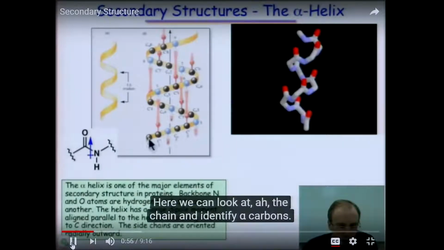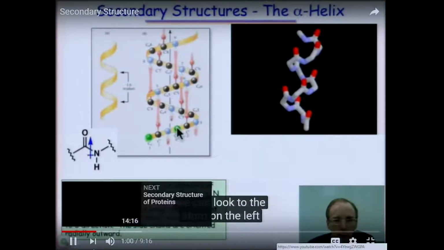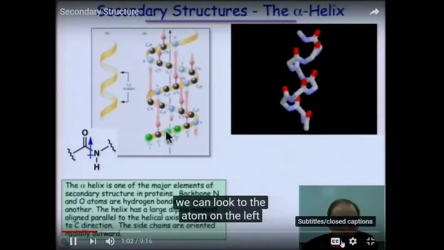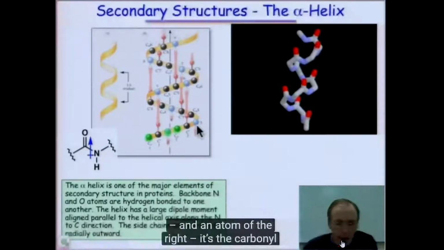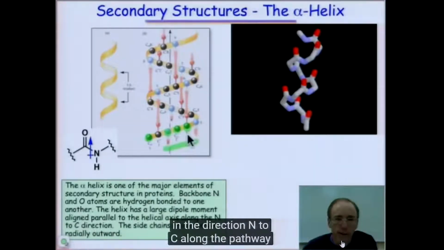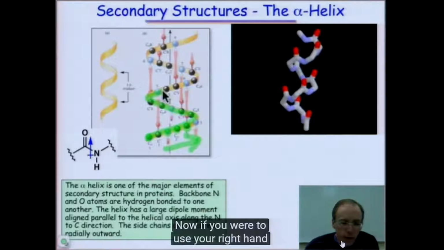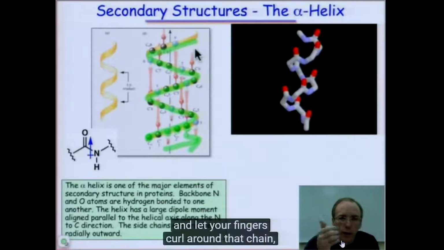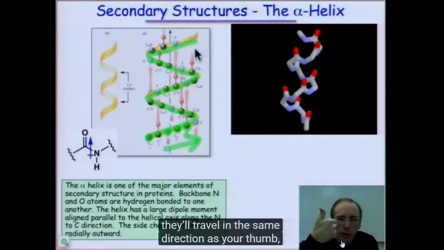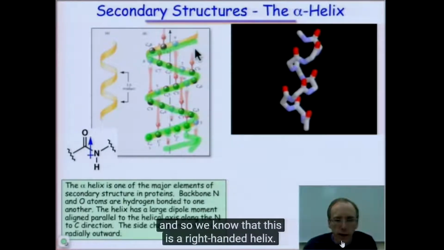Here we can look at the chain and identify alpha carbons. When we spot an alpha carbon, we can look to the atom on the left. In this case, we see it's an NH, and the atom on the right is the carbonyl. And so we note that the chain propagates in the direction N to C along the pathway where the helix spirals upward. Now, if you were to use your right hand and let your fingers curl around that chain, they'll travel in the same direction as your thumb, and so we know that this is a right-handed helix.